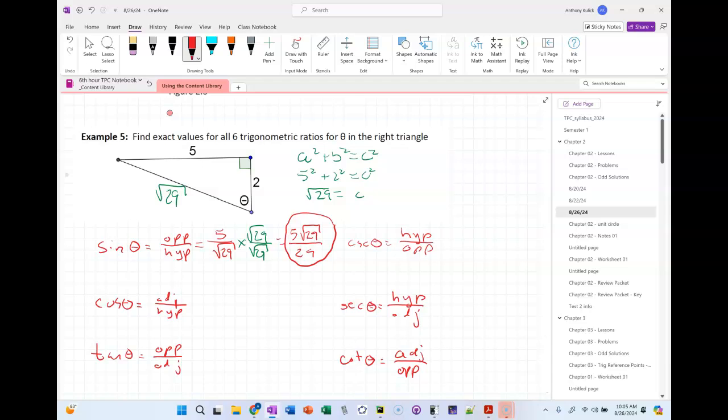Now, let's do cosecant. Look at your work for sine theta. Remember that sine and cosecant are just reciprocals, right? So shouldn't I just take my answer for sine and flip it and then be done? Yeah, but let's be careful here. Because if I take the answer for sine that I have circled and I flip it, what's going to be wrong with it? Square root of 29 is going to be back in the denominator.